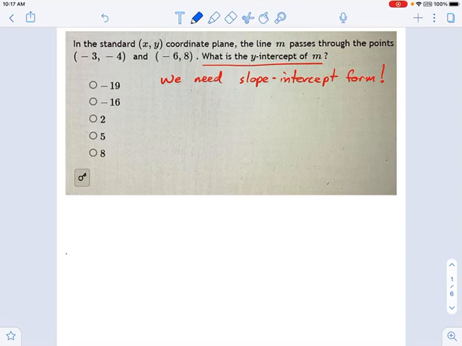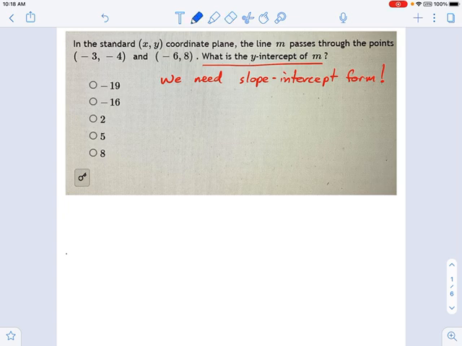Take a look at what this problem's asking. It's saying we have some kind of an xy coordinate plane, all right? And in that plane, there's a line, which I'm calling M, and that passes through a couple of points. Here's 2 points. They have x and y locations to them. Then it says, okay, given this, what is the y-intercept of M?